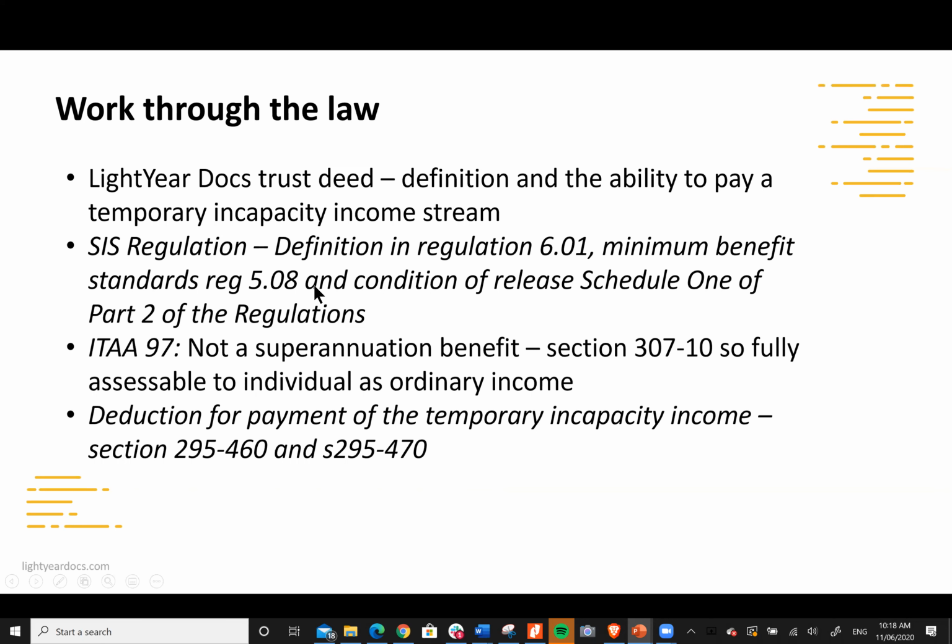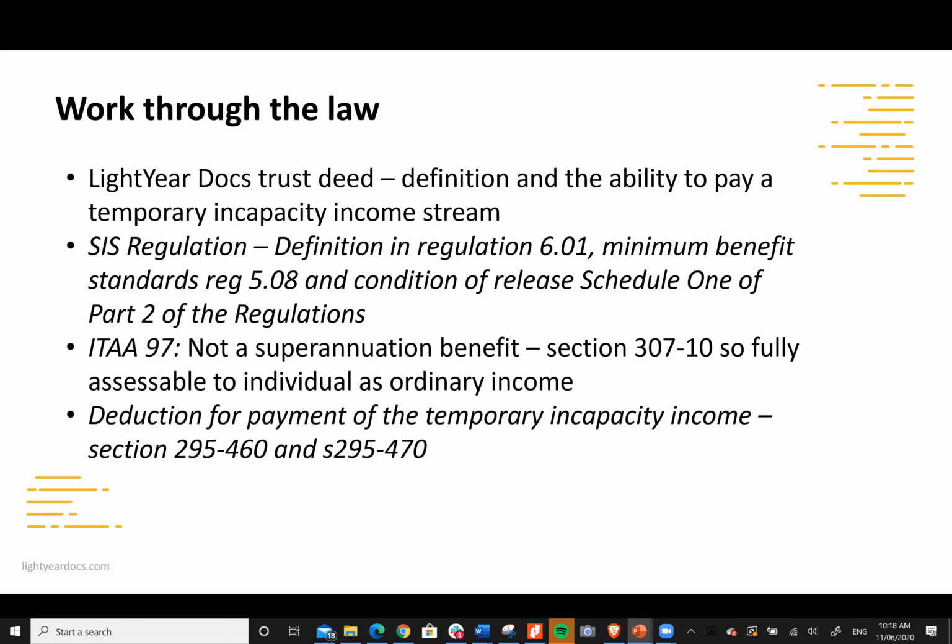unless it's from a conditional release. And we've got to look at the conditional release in Schedule 1 of Part 2 of the regulations as to what a temporary incapacity income stream is, which then wheels us back to a non-commutable income stream. I'm going to talk temporary incapacity, but the technical term is a non-commutable income stream, which is boring and certainly not what you'd want to talk to your clients about.